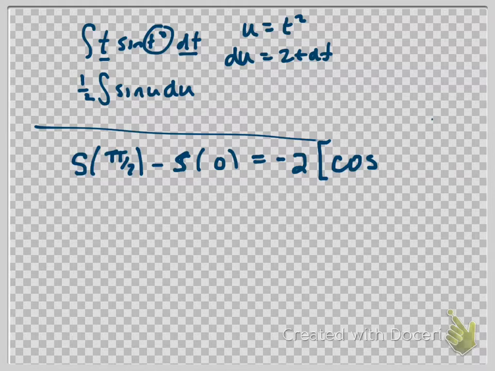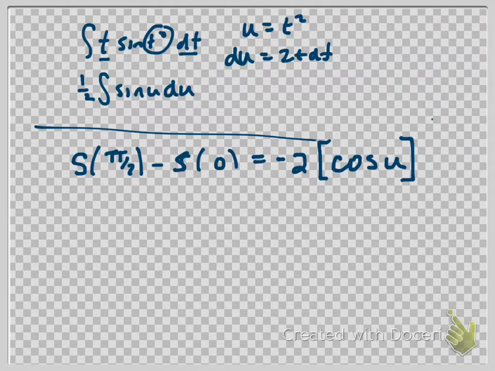How about that? I didn't really see a big problem with this on the test. I feel like y'all as a class probably did as well or better than any class I've taught before. But let's say I want to leave it in u. All right, well, why can't I just put 0 and pi halves? Because those are values of t, so I have to use values of u.